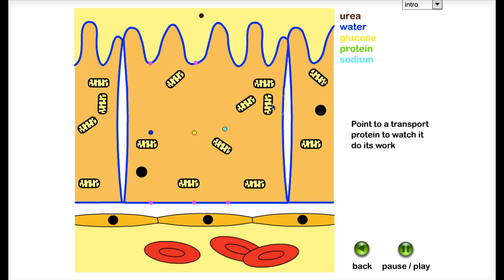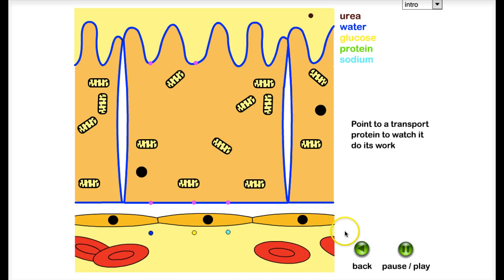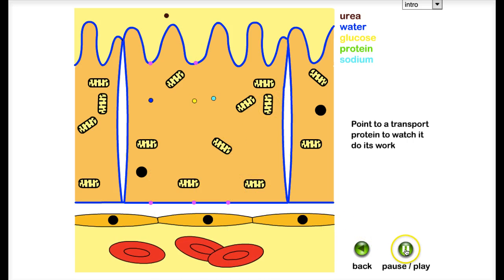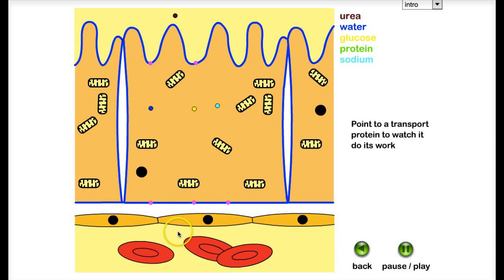If we take a look here, there's a lot of action going on. We're going to pause for just a moment. To give you reference where you are, this is a blood capillary, so this is circulatory system. Up here is part of the nephron, and this yellow stuff here is the filtrate, the materials that we initially remove from the blood. And then we can see our molecules again. So here's urea. Urea is just going to continue through the filtrate. It's not going to go back into the blood.